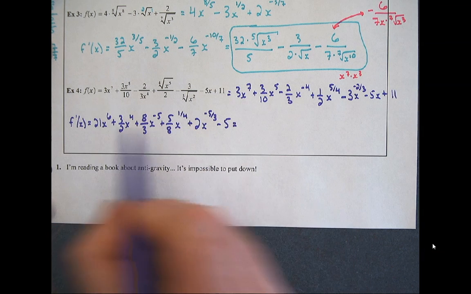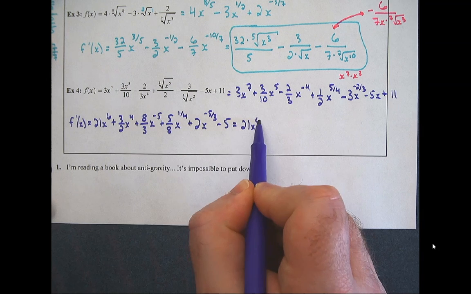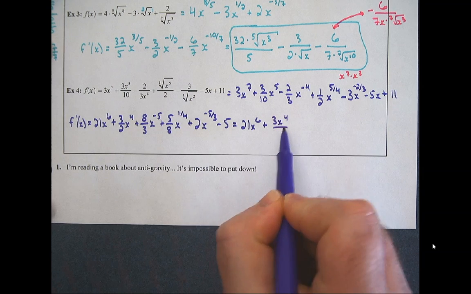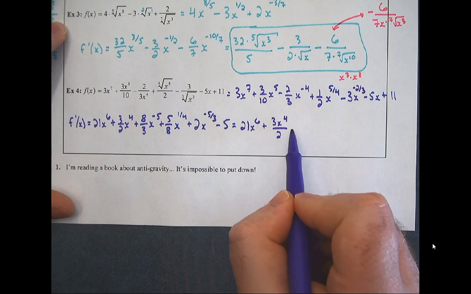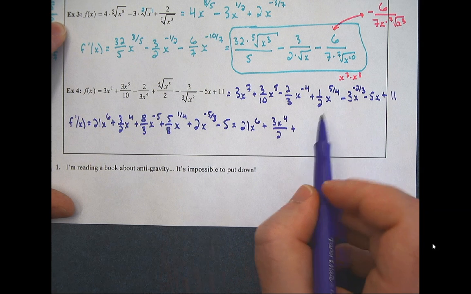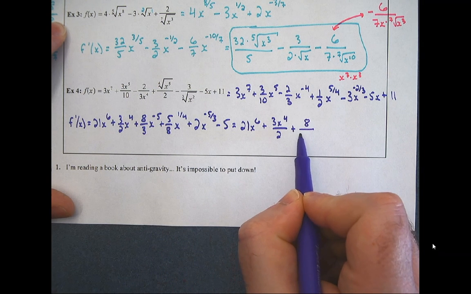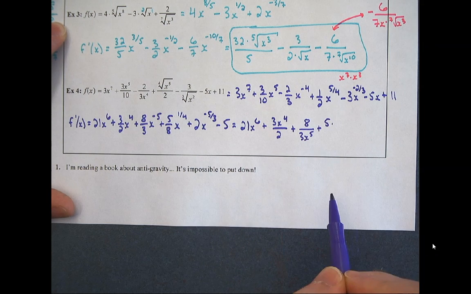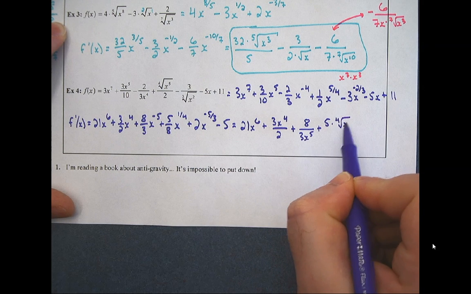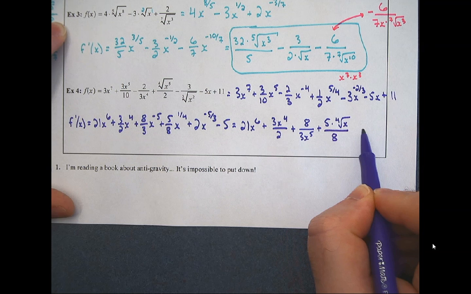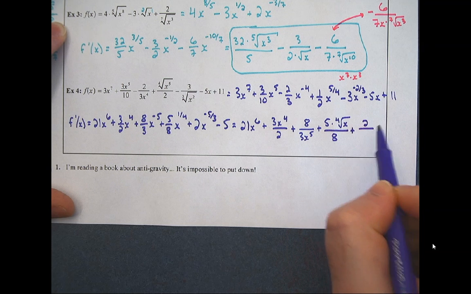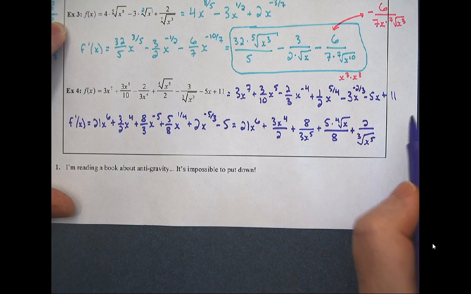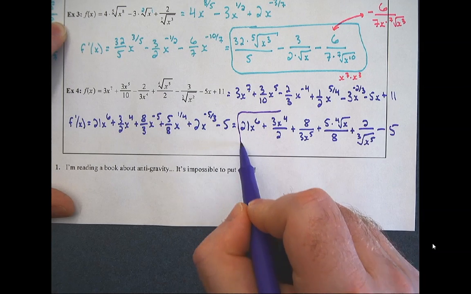So let's try to clean this bad boy up. 21x to the 6th plus 3x to the 4th over 2 plus 8 over 3x to the 5th plus 5 times, that's a 4th root of x over 8 plus 2 over the cube root of x to the 5th minus 5. Definitely not enough room.